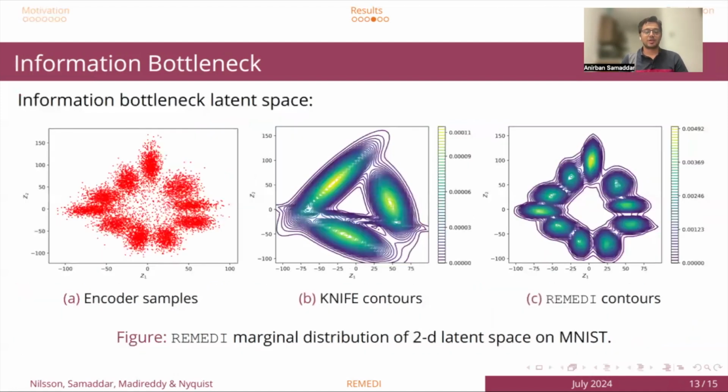Next, we show the workings of REMEDI on the IB latent space. And here we show the experiments on MNIST. On the left, we have the encoder samples from the MNIST latent space. And we can clearly see the 10 classes in the latent space. In the middle, we have the naive contours. Here we see that naive is only able to capture 3 of these 10 classes. On the right, we have the REMEDI contours. Here we see that REMEDI corrections actually worked in terms of capturing these 10 classes.